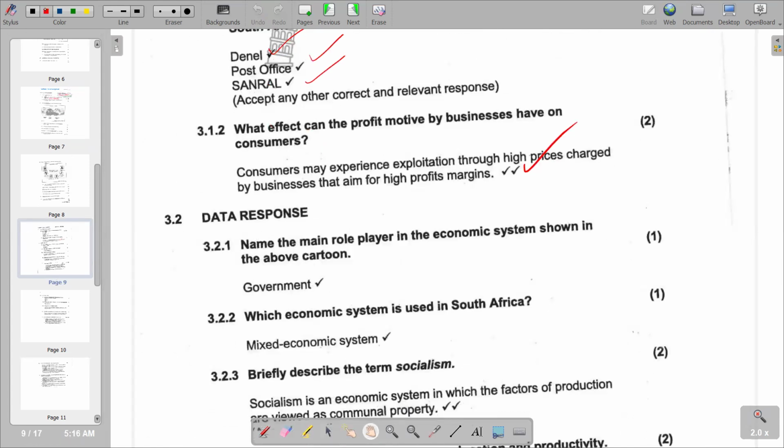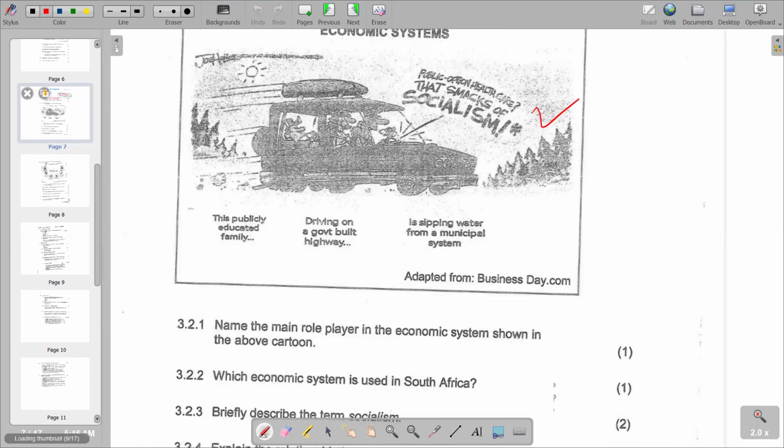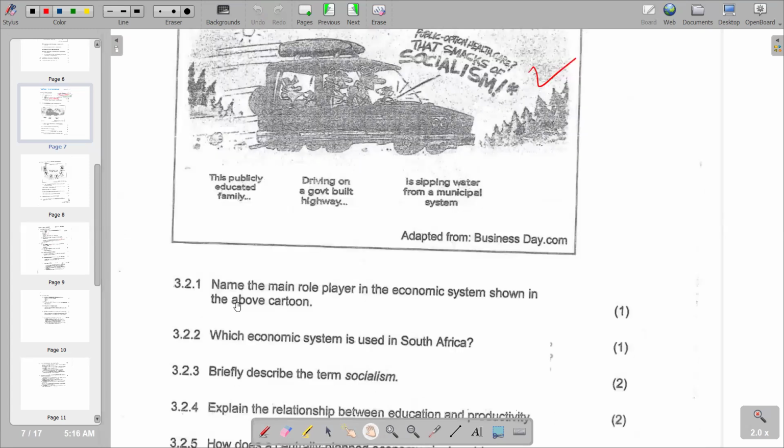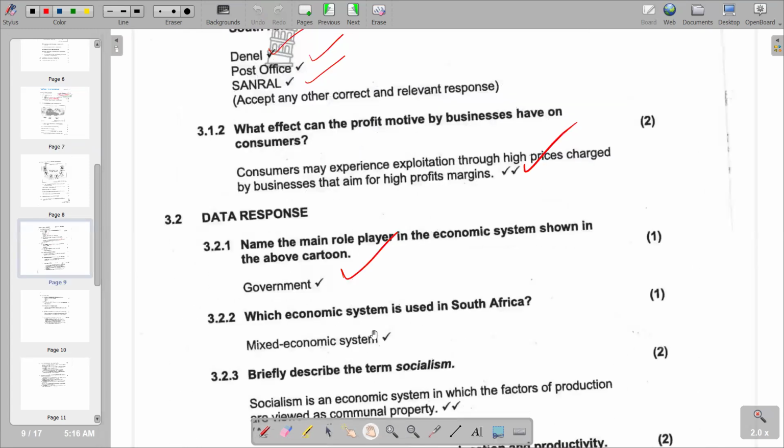Here is our response. So we go to the next part of the question. It reads, which economic system is used in South Africa? Of course, it's the mixed economy. The mixed economy is the one that is used in South Africa.